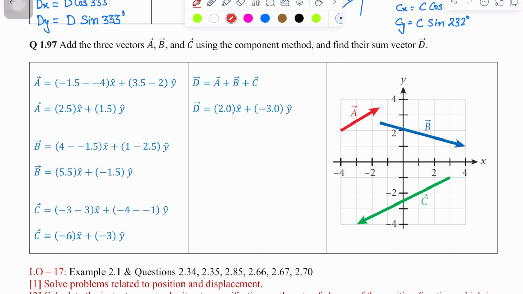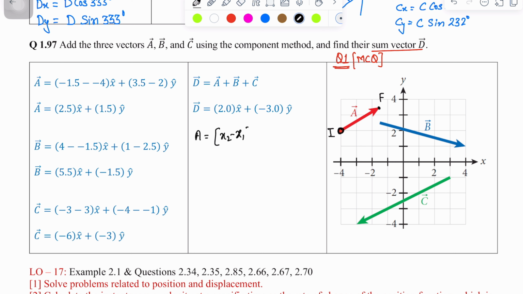Now move to the next question. The next question is: add three vectors A, B, C using the component method and find the sum D vector. Okay, now you have the three vectors. For this, specifically go through and check question number 1 from your MCQ so that you can understand in detail. First thing, how to find vector A? Because if you want to add something, you should know. I told you this is your initial value and this is your final value.